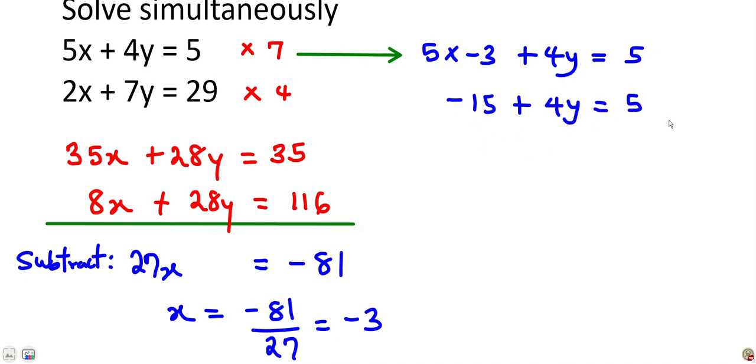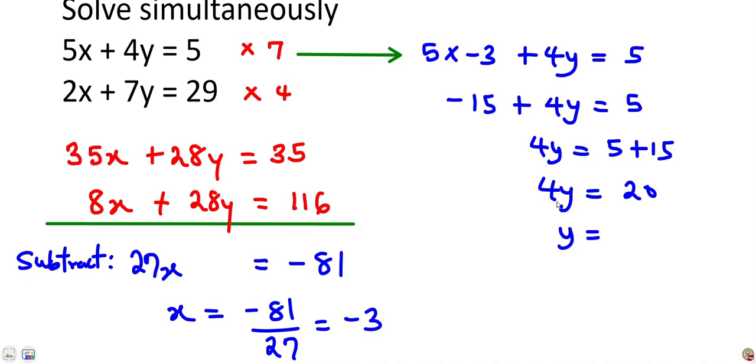And I can add 15 on both sides to get rid of minus 15 here. So 4y is going to be 5 plus 15. So you have 4y equals 20. And to get y, you divide both sides by 4. So 20 divided by 4, y is going to be 5.